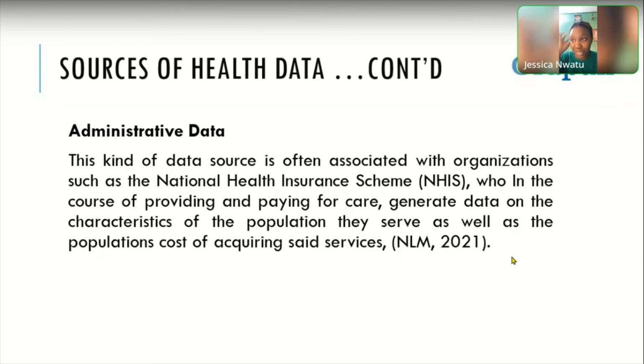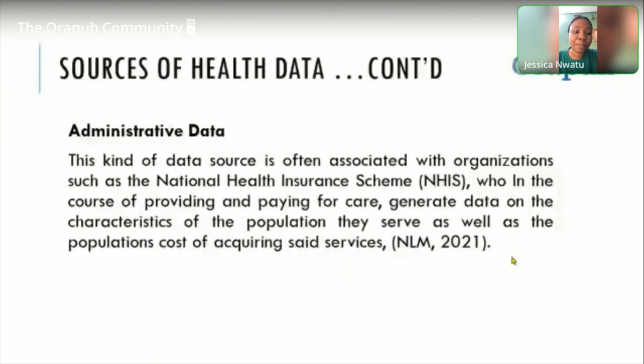Administrative data. This kind of data is sourced from organizations like the National Health Insurance and the rest. Ideally, health insurance schemes or agencies should contain information about patients, their illnesses, their treatment, diagnosis, and their prognosis. So if I key in a patient's NHIS number in the NHIS database, I should be able to know the patient's history. What illness is the NHIS covering? What is the possible prognosis of that illness?